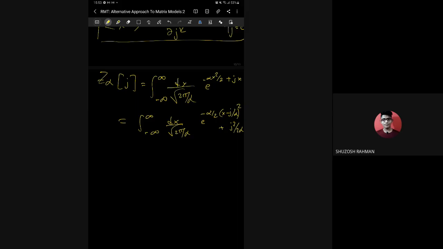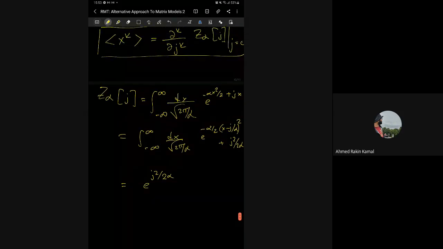Is alpha some sort of variable, or is it just a constant? It's just a constant: e to the power j squared by 2 alpha. Exactly. Everyone try to do this integral, because I gave a lot of Gaussian integrals as homework, so you should be able to do it.